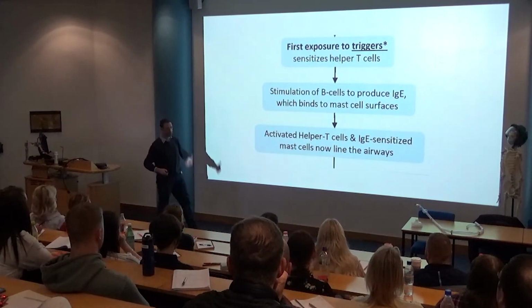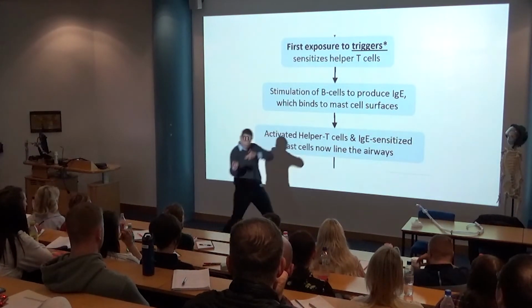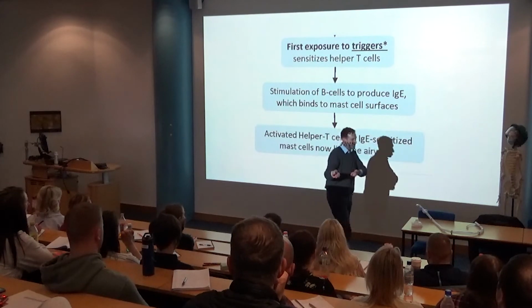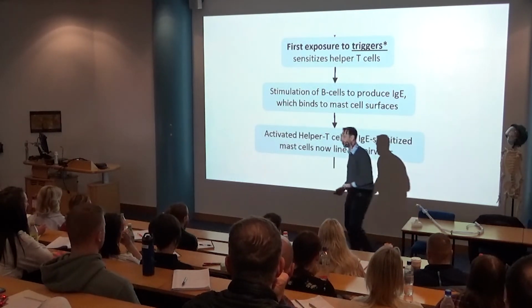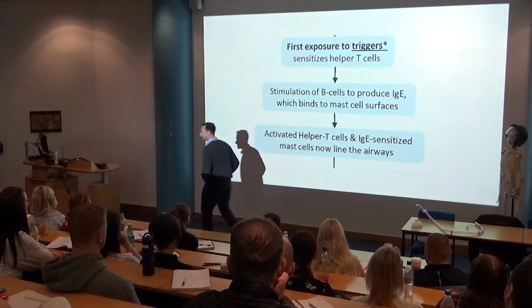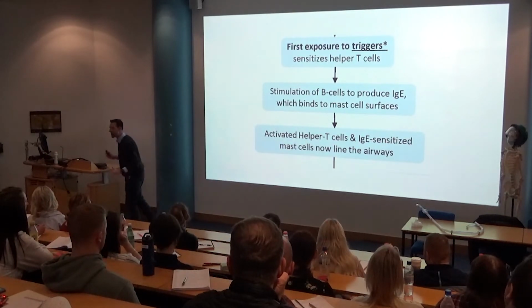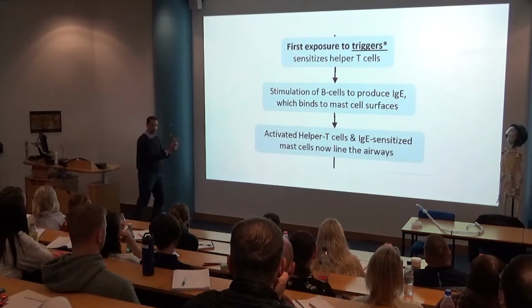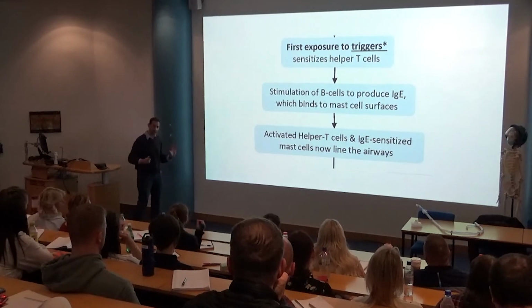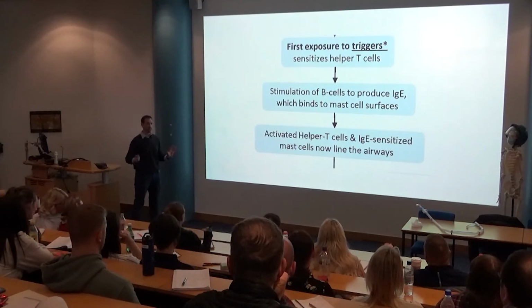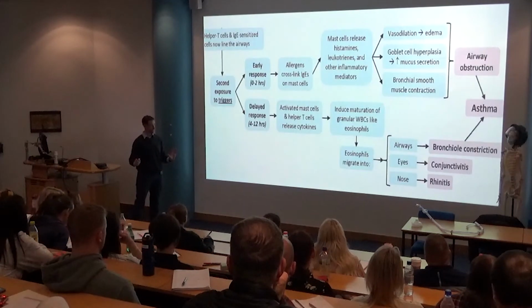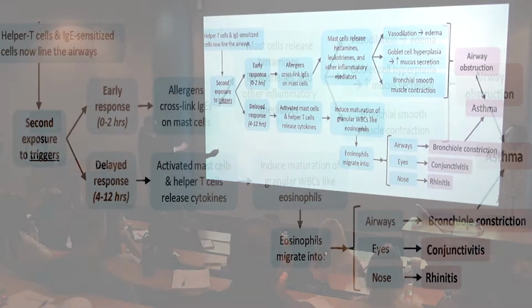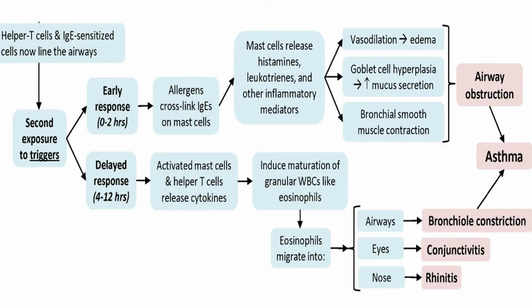And I love the image. I've got an airway lined up with loaded shotguns, good to go in case that pollen or smoke or whatever else was to get inside my airway. At that point, they'll start degranulating massively. So this is like chapter 1. In the next chapter, antigen shows up. Okay? And that's it. So, second exposure to trigger. It shows up again.